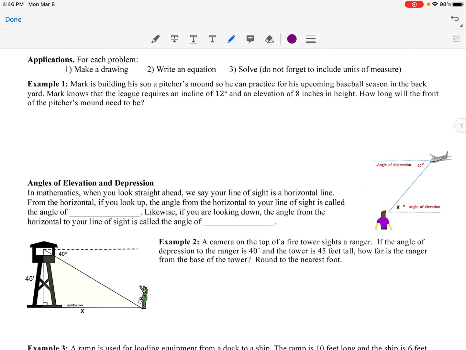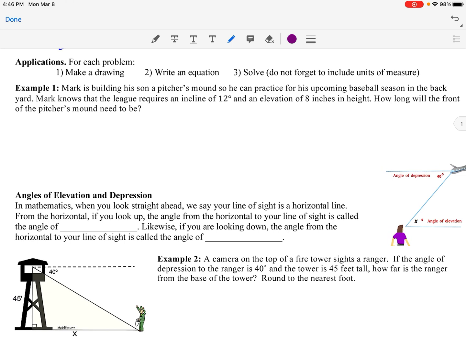Okay, let's practice setting up these problems. For each application problem, we're going to first make a drawing. If a drawing is not given to us, then we have to make one. Based off of that, we're going to write our equation from the triangle that we have, and then we solve. So we've done steps 2 and 3 already. Just step 1 is going to be new for us. And when you solve, don't forget to include units of measure on your final answer.